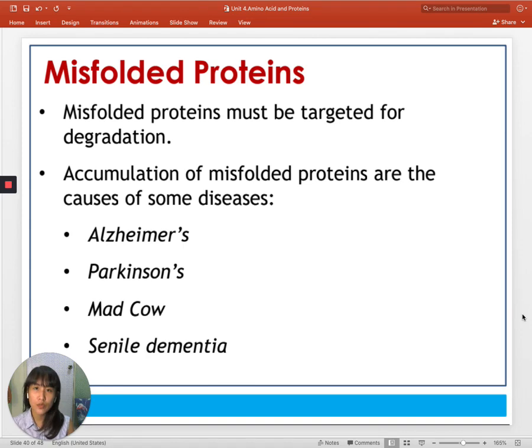So what happens when there are misfolded proteins? Misfolded proteins must be targeted for degradation, because if there is an accumulation of these misfolded proteins, it can cause some diseases such as Alzheimer's disease, Parkinson's disease, mad cow, or senile dementia.